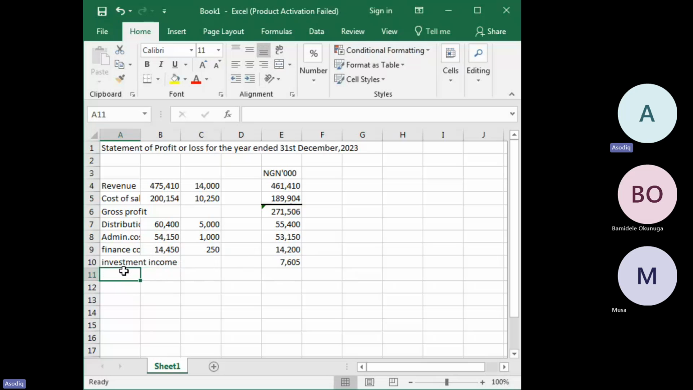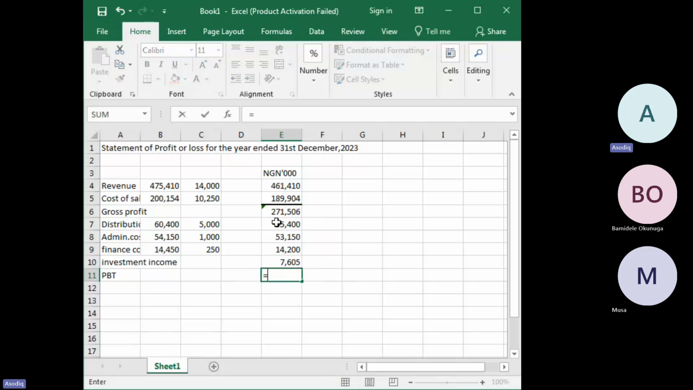Now, I need to get my profit before tax, my PBT. What am I going to do? This minus, don't forget your distribution cost, minus, because all these are your expenses, minus your finance cost. Follow me now? Plus, don't forget the investment income. You are adding it. That means you have 156,361. That is your profit before tax. So I have my income tax expense.